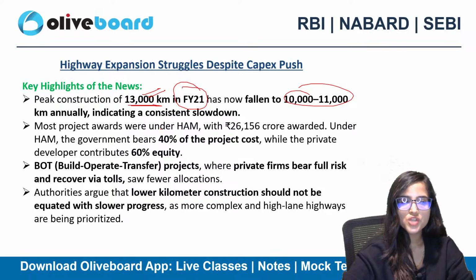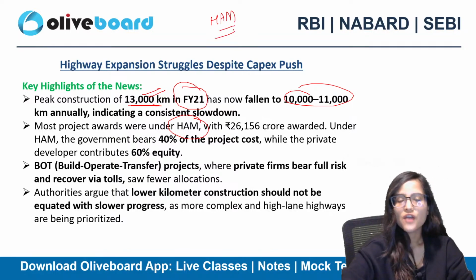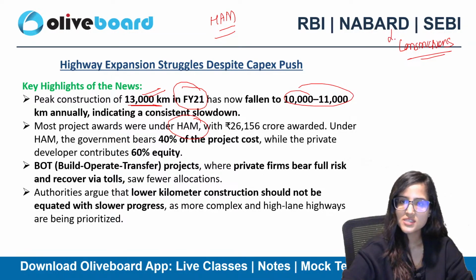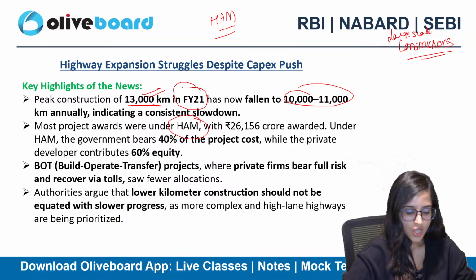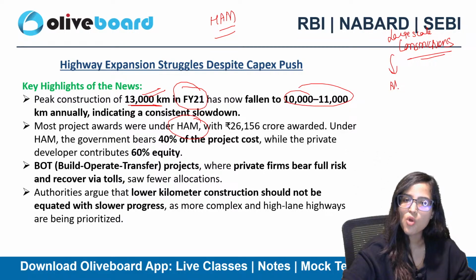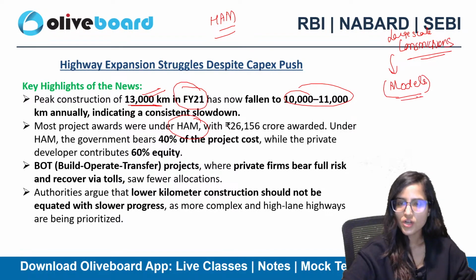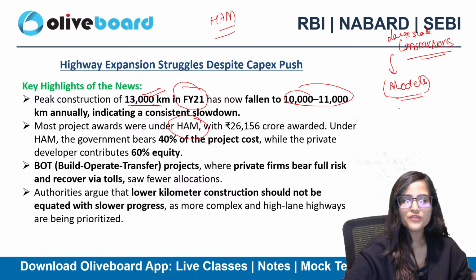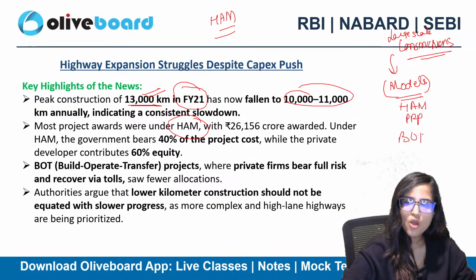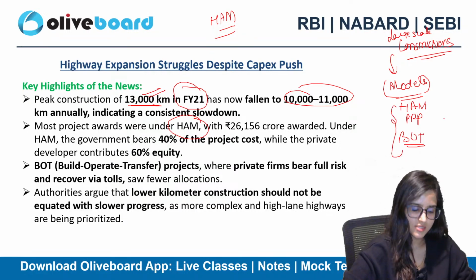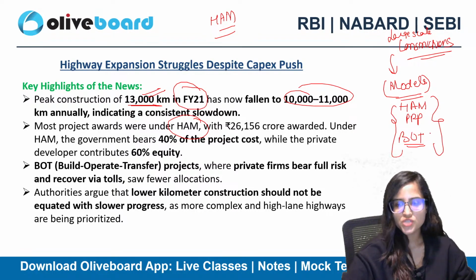Okay, most project awards were under the hybrid annuity model. What is this hybrid annuity model? Whenever large-scale construction projects happen, we try to construct them through different models. There are different models for infrastructure projects. One of them is the hybrid annuity model. We have the PPP model. We have the BOT, build, operate, transfer model. Through these models we build projects so that the burden is not completely on the government. Sometimes we do construction with the help of the private sector.